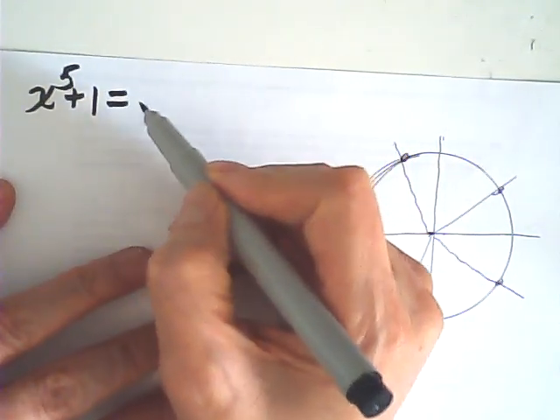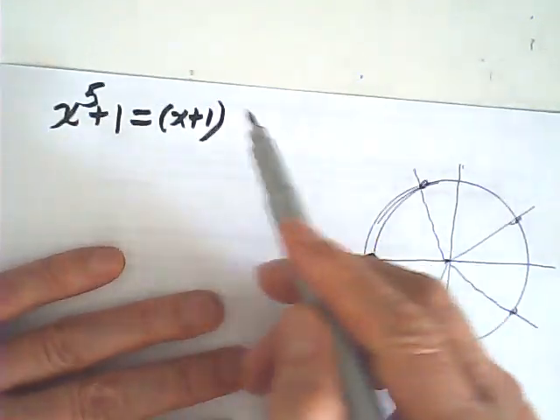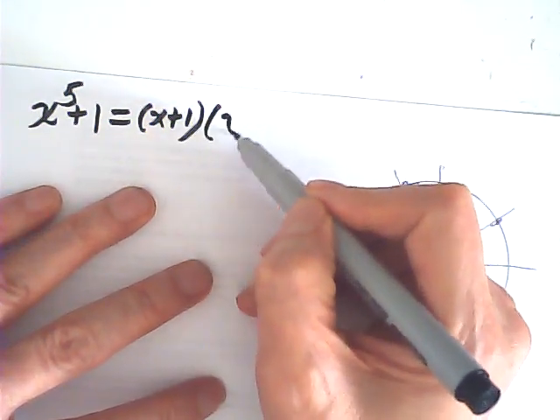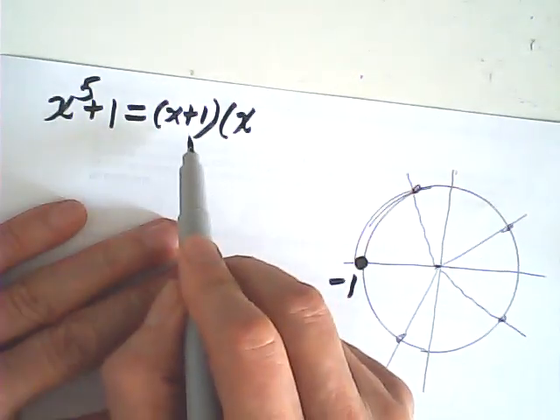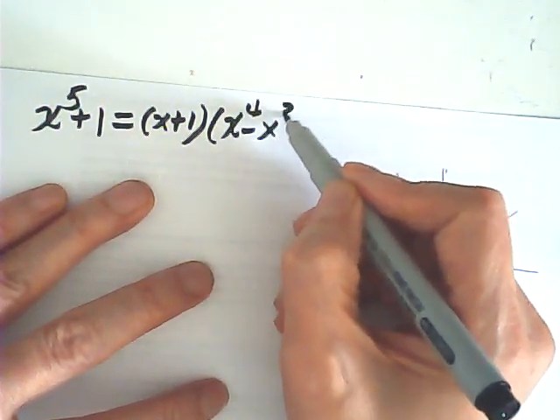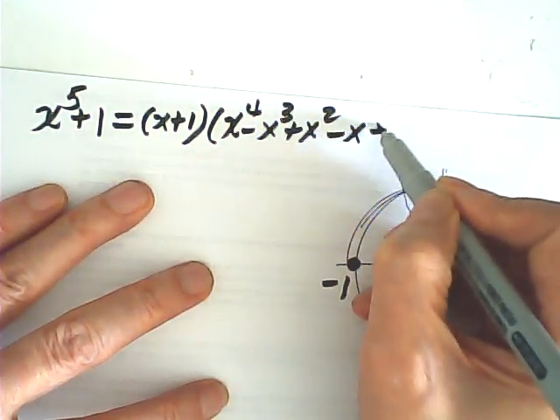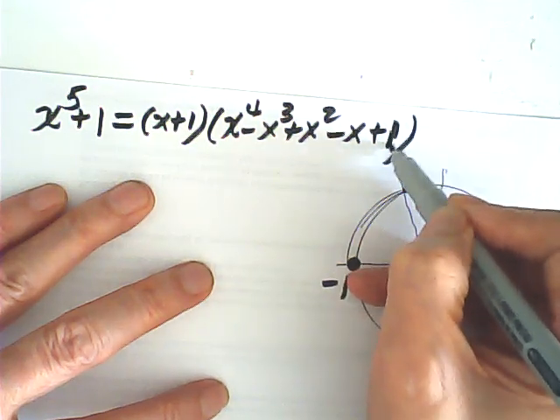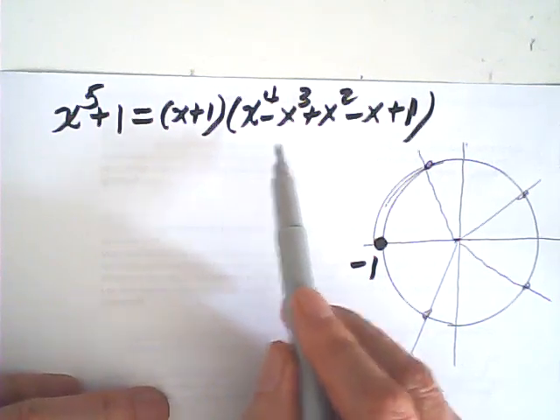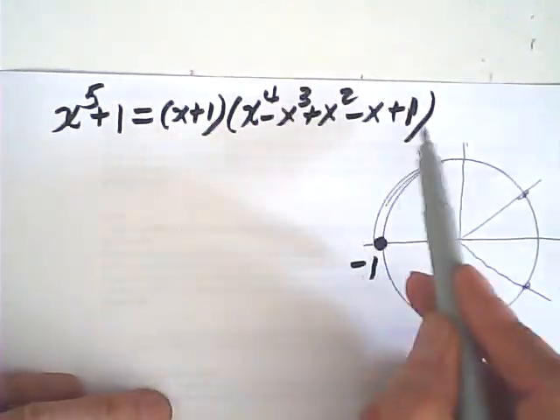So this must be equal to, x plus 1 is a factor because -1 is a root. The other 4, just simply divide this one by x plus 1. You get x to the fourth minus x cubed plus x squared minus x plus 1. Okay, so we continue factorizing this.